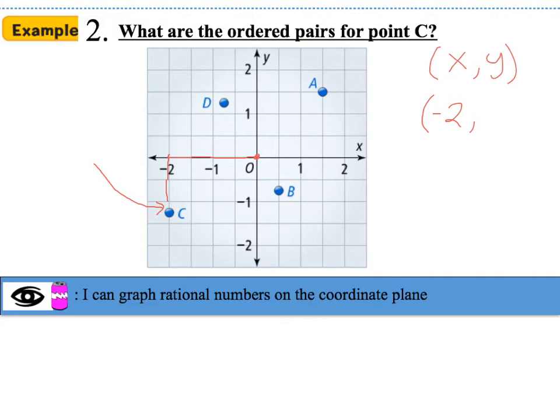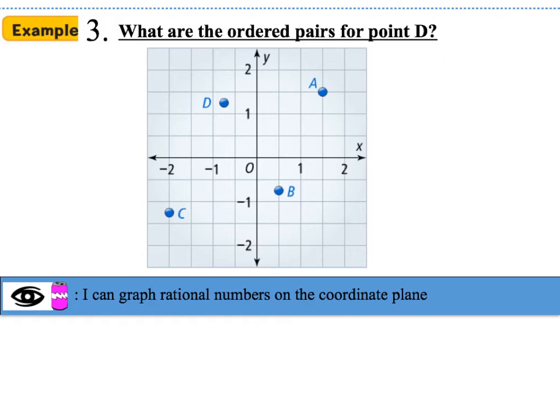Here's negative 1. And our dot is right between our negative 1 and our negative half mark. So we know that that would have to be negative 1.25, because 0.25 is half of 0.5. So my ordered pairs would be negative 2, negative 1.25, or I can do this, negative 2, negative 1 and 1/4. They mean the same exact thing.